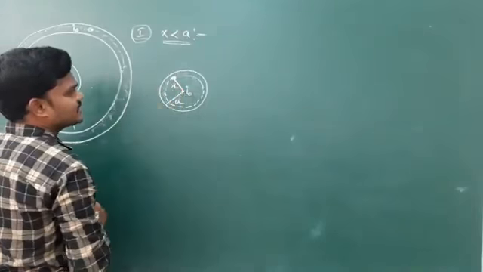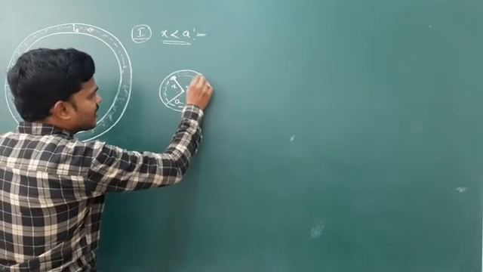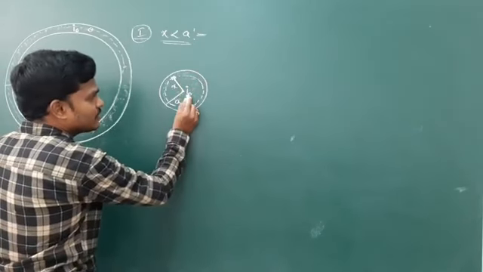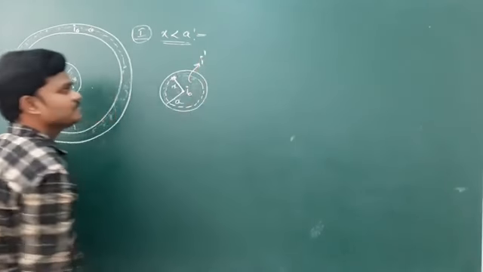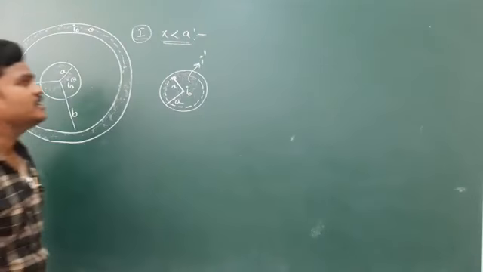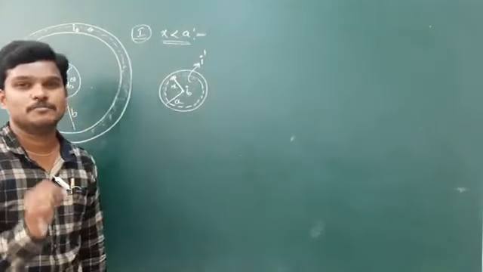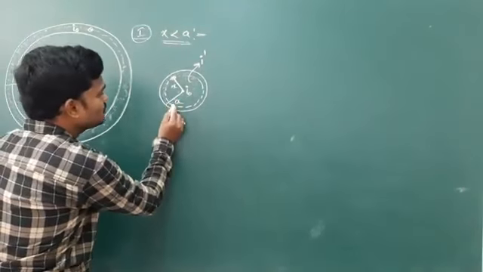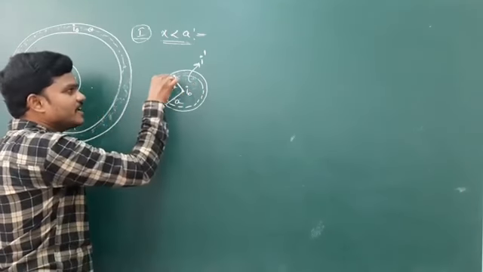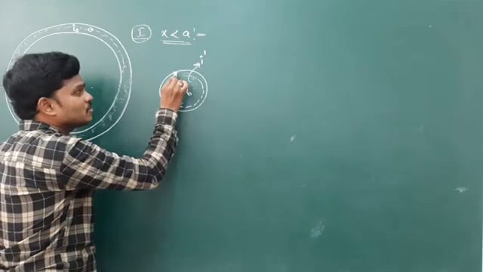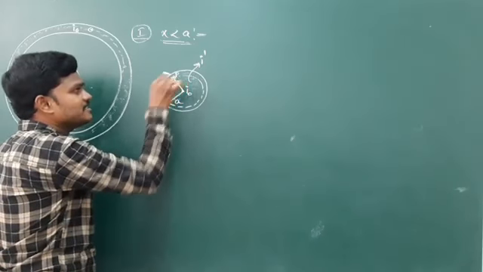Here x is less than a. See, the entire wire contains current I0, but this loop contains some current I', where I' is the current enclosed by the Amperian loop. See, this is an Amperian loop. Our target is to find the field at this point.